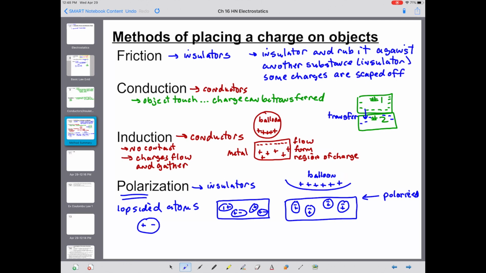Conduction and induction apply to conductors. Friction and polarization apply to insulators.